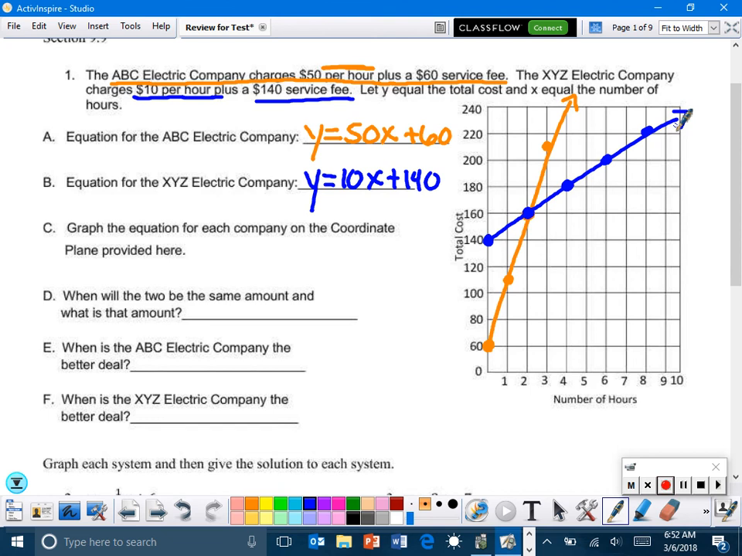Put as many dots as you can on your graph, please. Okay, and what are we interested in? We are interested in where they cross each other. That indicates that that's where they are the same amount. So that answers letter D. When will the two be the same amount, and what is that amount? Well, they will be the same at 2 hours, and the amount is $160.